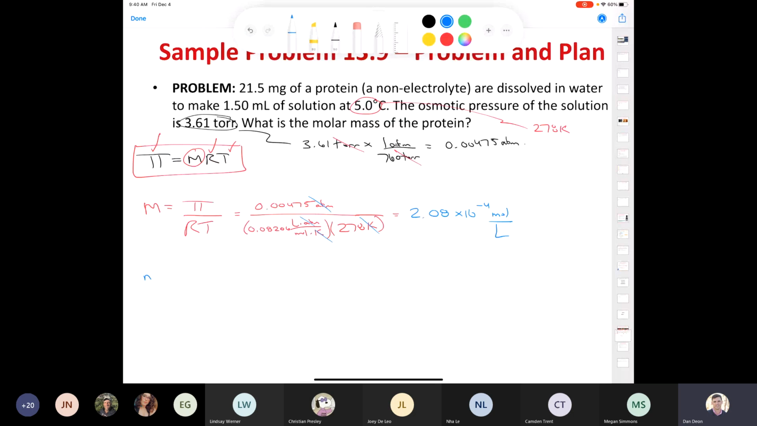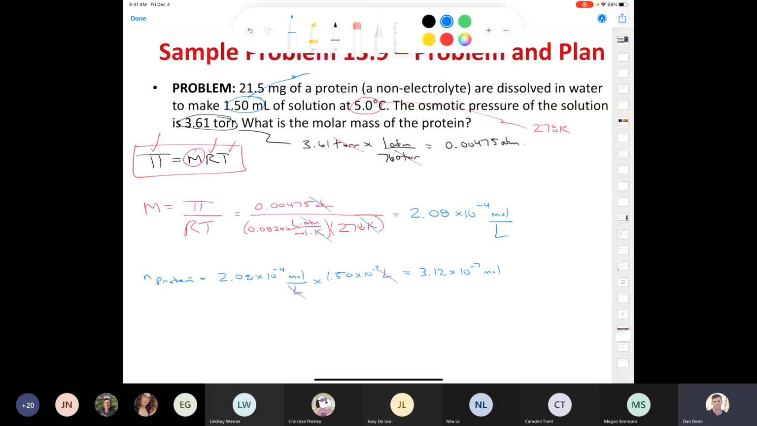Now I want to figure out the number of moles of my protein, right? All I have to do is take the concentration, 2.08 times 10 to the negative 4 molar, moles per liter, and multiply it by the volume, 1.50 milliliters. Can you divide that by 1,000 in your head? If you can't, you could just write it out like this, 1.50 times 10 to the negative 3 liters, right? Because there are 1,000 milliliters in a liter. There we go. And that's going to give us the number of moles of our protein, which is 3.12 times 10 to the negative 7 moles.